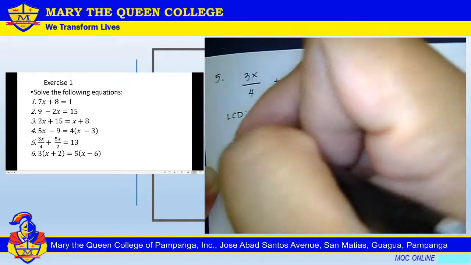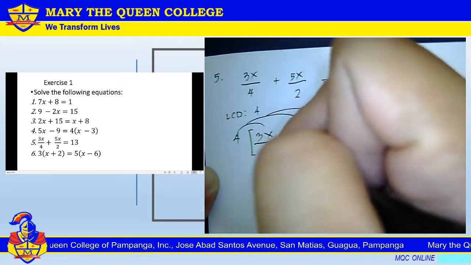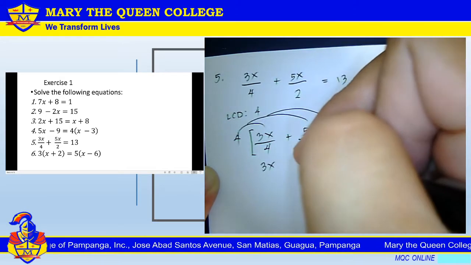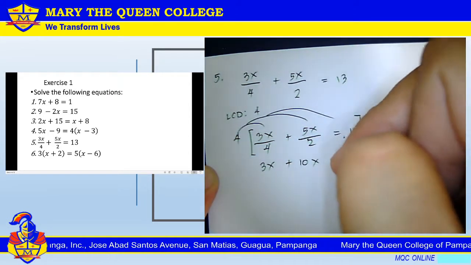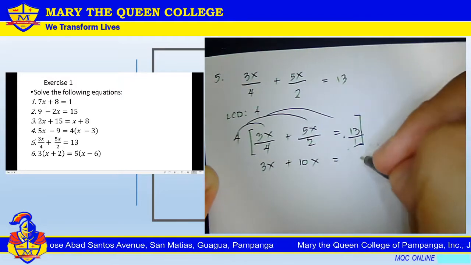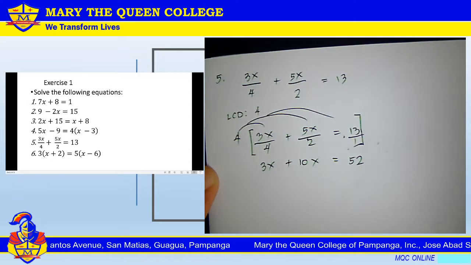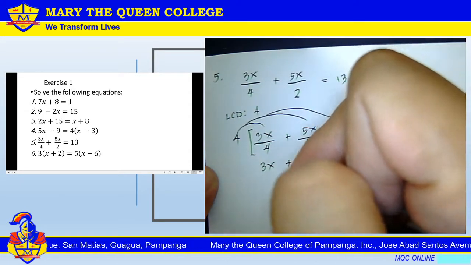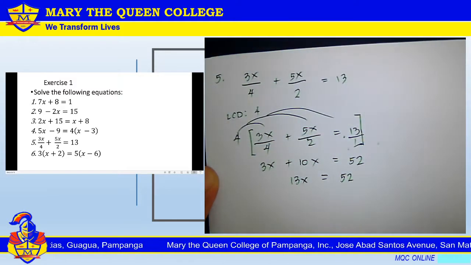Okay? So since 4 divided by 4 is 1, so 1 times 3x, that would be 3x. 4 divided by 2, that would be 2, times 5x, that would be plus 10x. And then 4, understood this is over 1, 4 times 13, that would be 52. Okay? So simplifying it further, 3x plus 10x, that would be 13x is equals to 52.